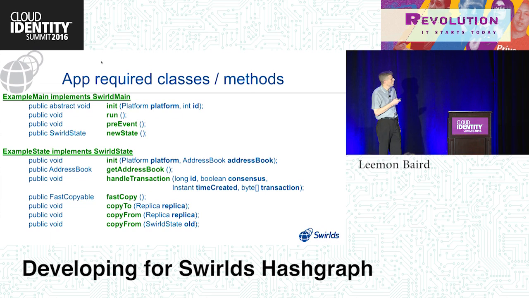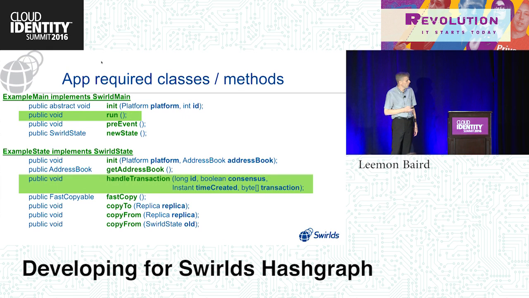And I'm calling this ExampleMain and ExampleState. That's the class that we're pretending we're making right now. So we're writing a new app called Example, and we've written ExampleMain and ExampleState. They each have a few methods they have to call, but the important ones are these.